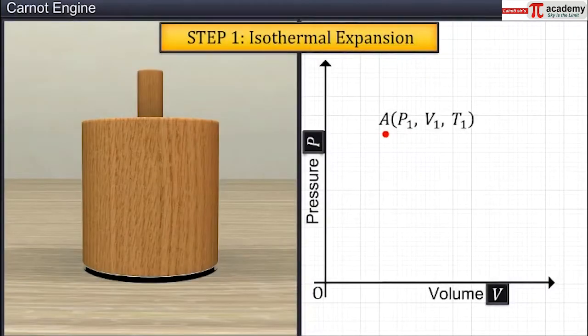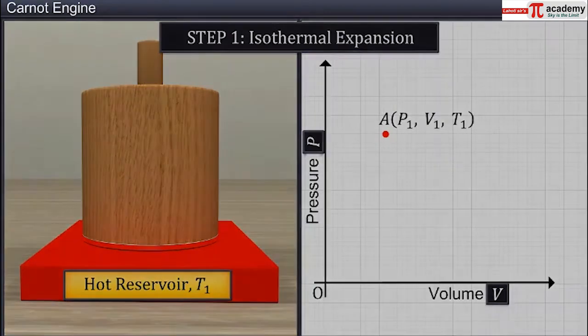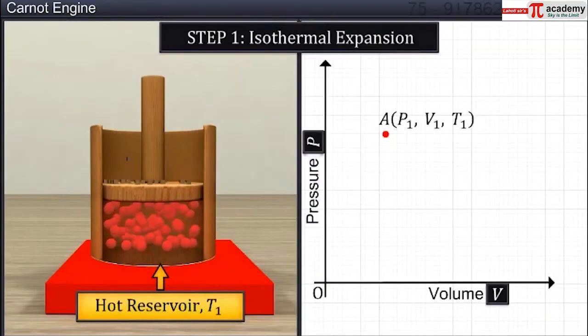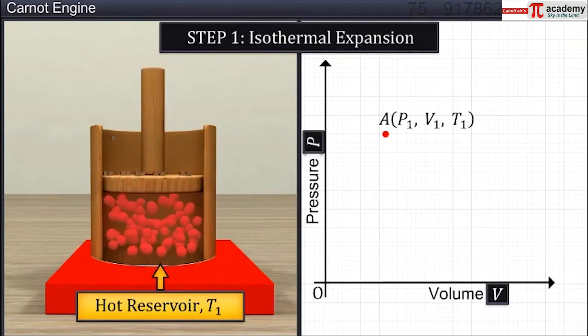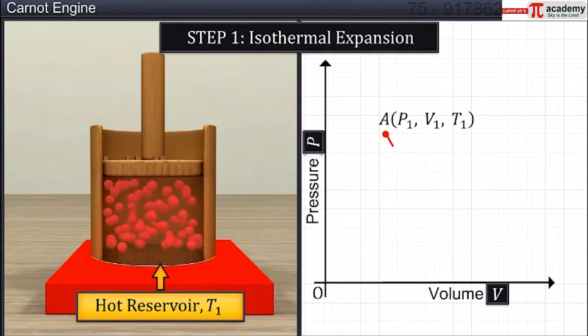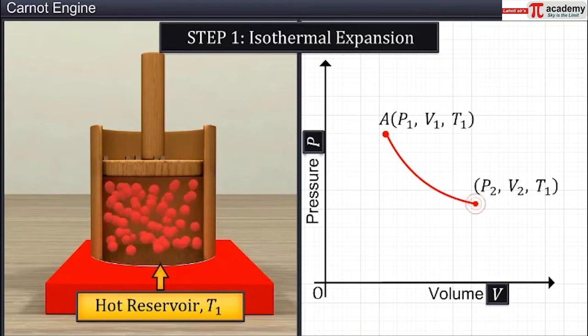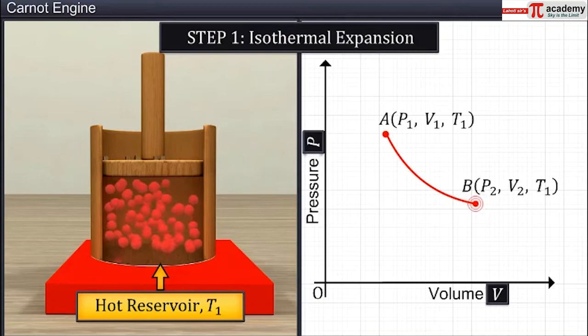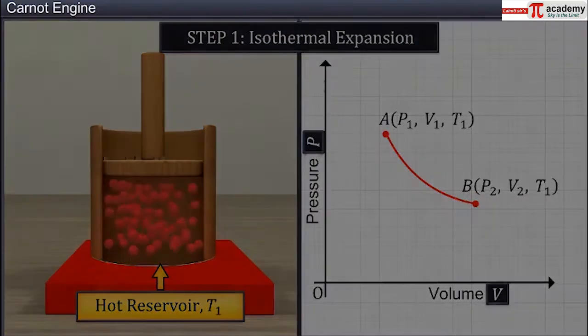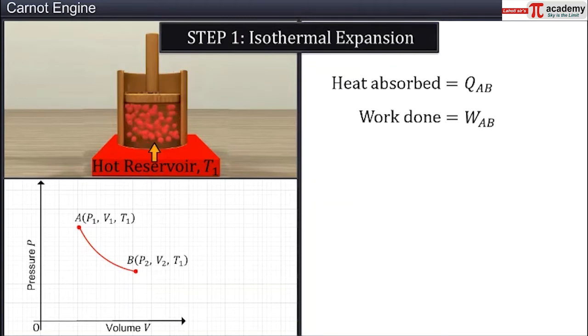In the first step, place the container on a hot reservoir, which is at a constant temperature T1, and slowly remove some of the tiny weights one after the other, and allow the gas to expand isothermally. During this expansion, let the state of the gas change to P2, V2, T1, which is identified by point B in the PV diagram. Let the heat absorbed by the gas be QAB and the work done by the gas be WAB.